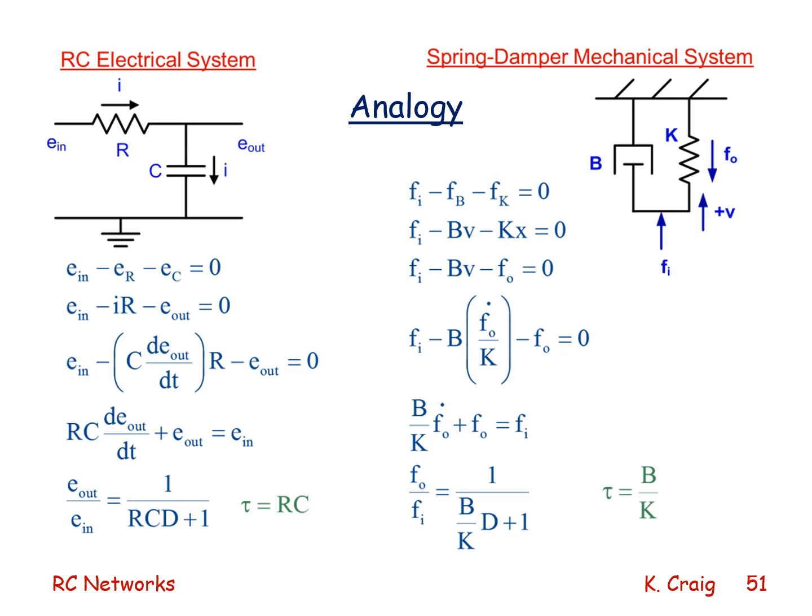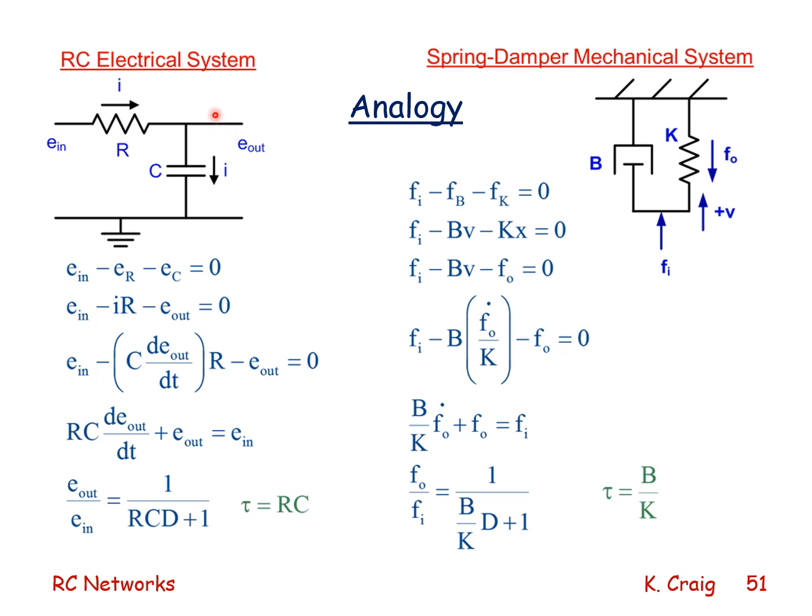Let's look at the analogy of our RC electrical system with a mechanical system. We know that the mechanical analog for a resistor is a damper. The resistance is analogous to the viscous damping coefficient. The capacitance is analogous to a spring, where C and 1 over K are analogous. Voltage is analogous to force. Current is analogous to velocity.